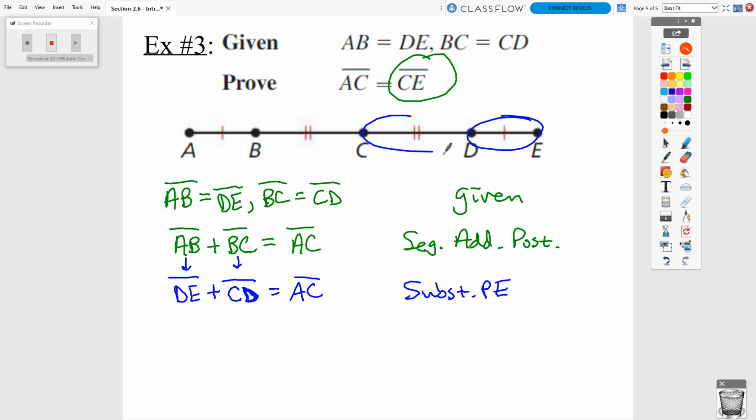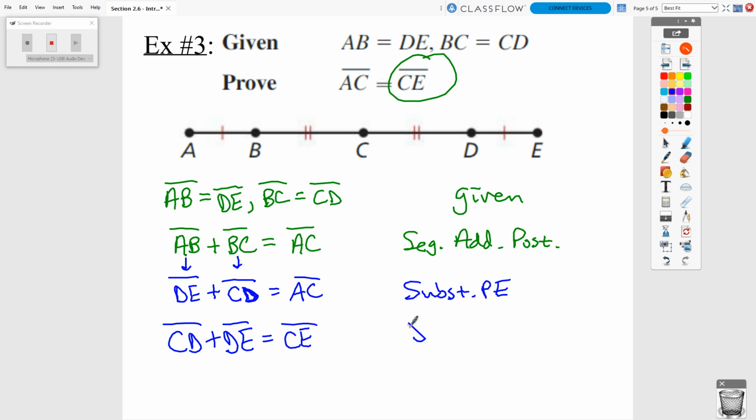Okay? Now, DE plus CD. Oh man, altogether that makes CE, right? But first, we're going to need to do something here. So now I'm going to use that segment CD plus segment DE, well, that's really the big segment CE. So this is just me going back and saying, hey, segment addition postulate works there too.